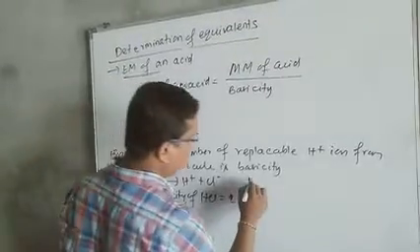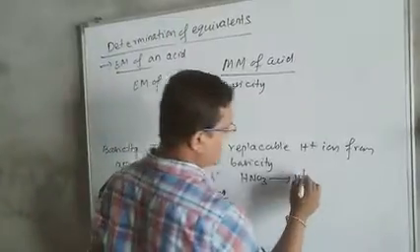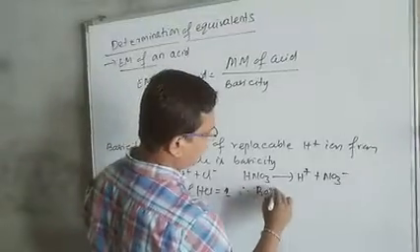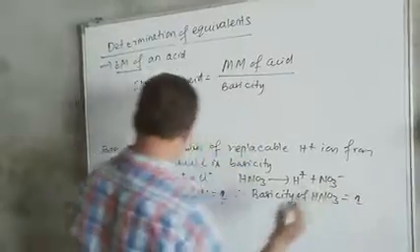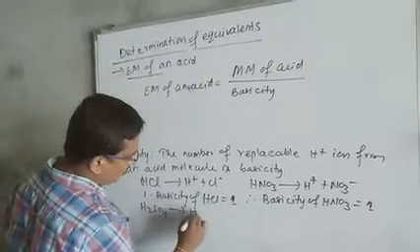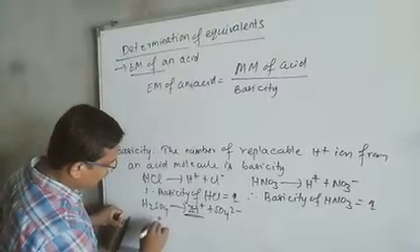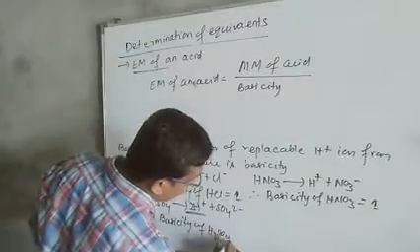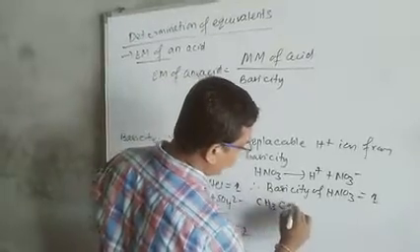Suppose we take the example HNO3. When HNO3 undergoes dissociation, it gives H plus and NO3 minus. Therefore the basicity of HNO3 is equal to 1. Similarly, take H2SO4. When H2SO4 undergoes dissociation, it gives 2H plus and SO4 2 minus. Here there are 2 replaceable hydrogens, so the basicity of H2SO4 is 2.